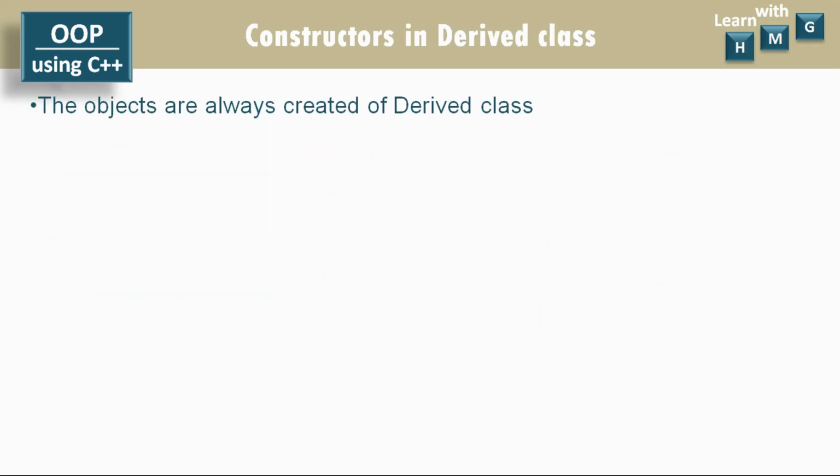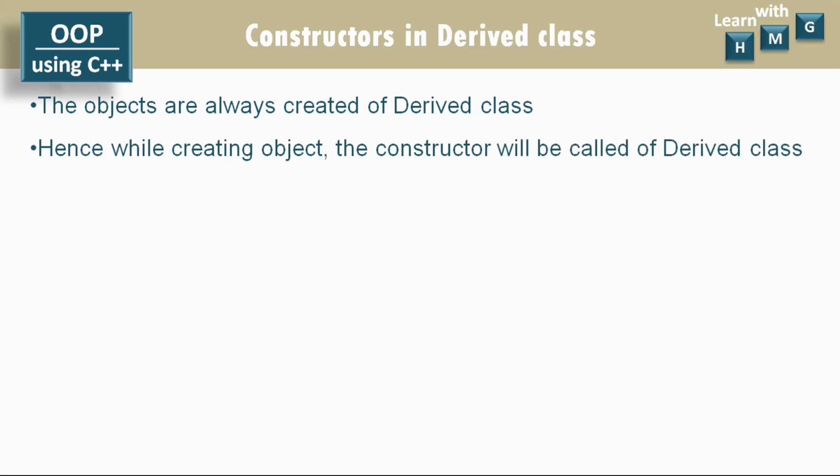Before that, let us consider some points. The objects are always created of derived classes in inheritance. Whenever you implement any type of inheritance, we always create objects of the derived class and not of base classes or intermediate base classes. Hence, while creating an object, the constructor of the derived class will be called. So in the main function, we create the object of the derived class and a pointer to that object. Of course, the constructor of the derived class will be called first.